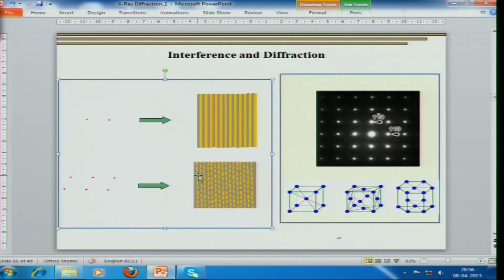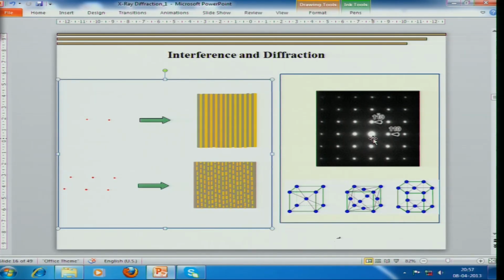A similar thing we get when there is an interaction of electrons with matter, and it leads to what is classically known as an electron diffraction pattern, which is quite routinely seen in a transmission electron microscope.